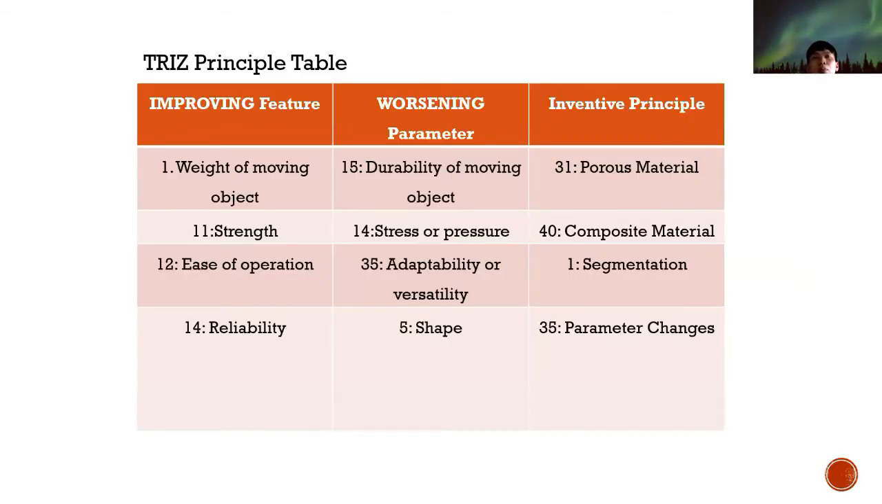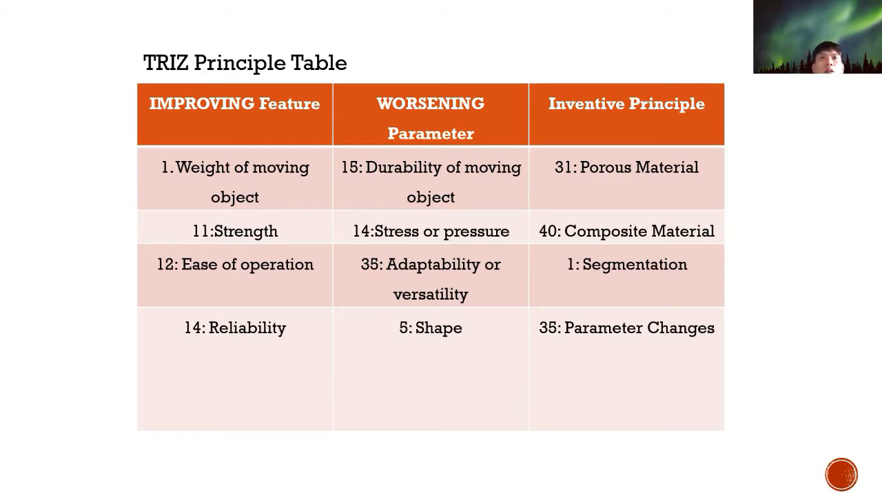So apply these three principles to my previous prosthetics lab. In here we choose four improving features, which are weight of moving object, strength, ease of operation, and reliability. And for worsening parameters, I choose durability of moving object, stress or pressure, adaptability, and shape. For the first one, my improving feature is weight of moving object and my worsening parameter is durability of moving object. After inserting into the three principle table, I choose the porous parameter as the inventing principle.